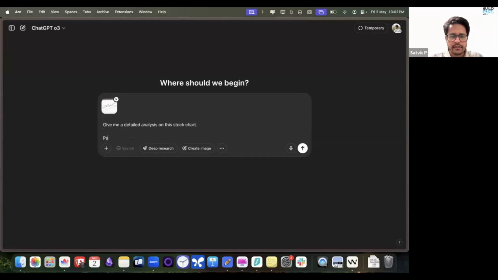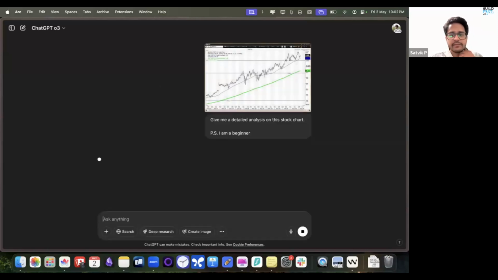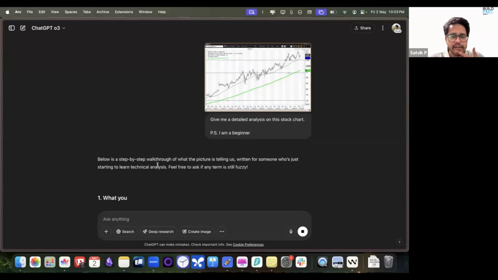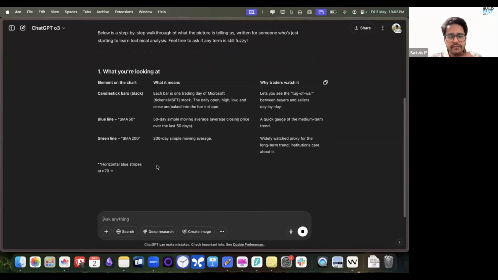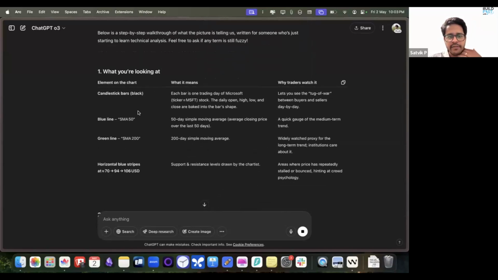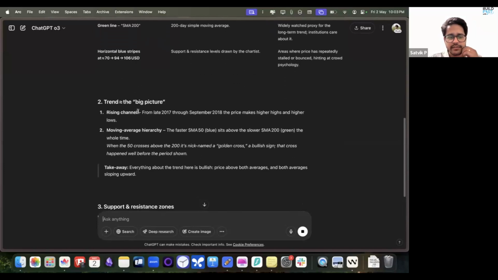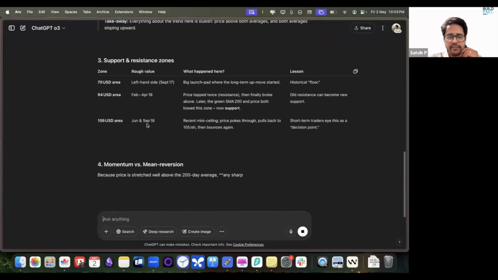I'll just add, P.S., I am a beginner. So this model is actually looking into the chart, and it has noted that I'm a beginner, so it's thinking to itself about what all it should let us know. It's giving us information about these things, and it's giving more information.